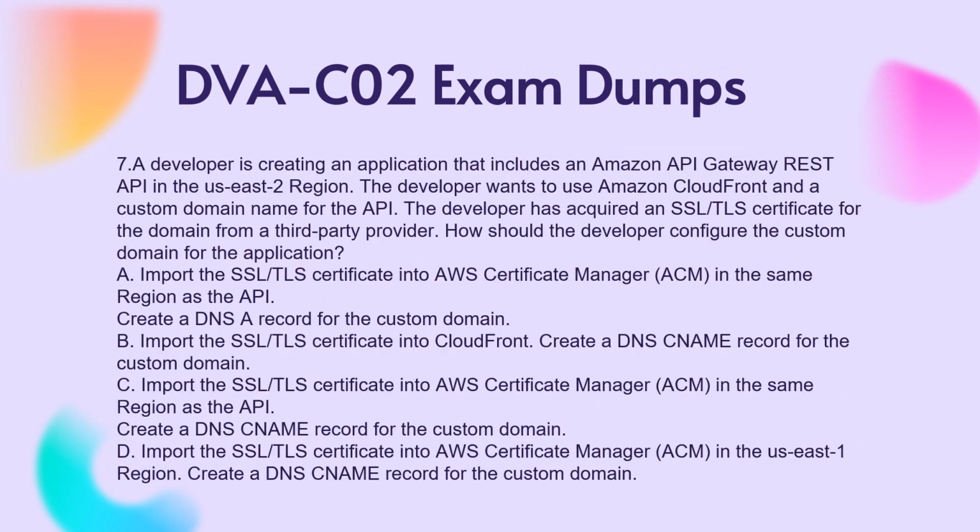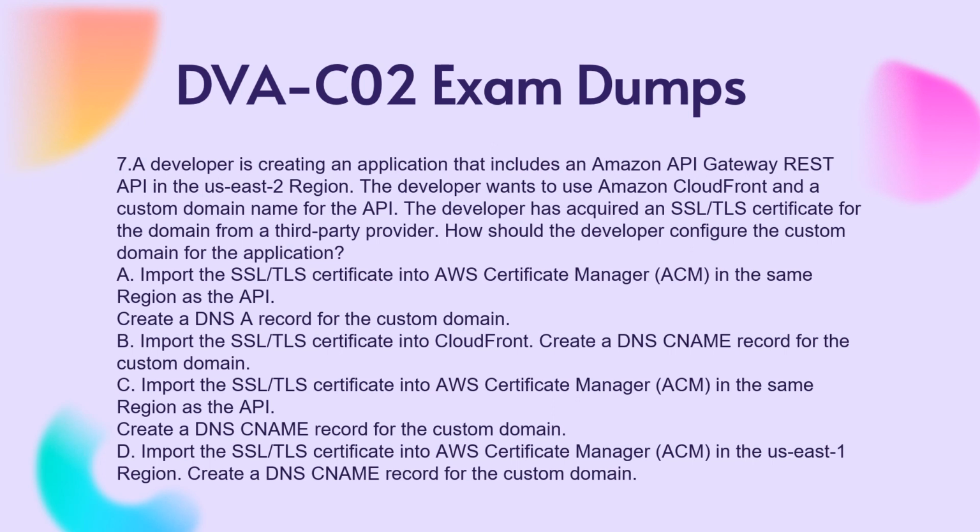7. A developer is creating an application that includes an Amazon API Gateway REST API in the us-east-2 Region. The developer wants to use Amazon CloudFront and a custom domain name for the API. The developer has acquired an SSL/TLS certificate for the domain from a third-party provider. How should the developer configure the custom domain for the application?